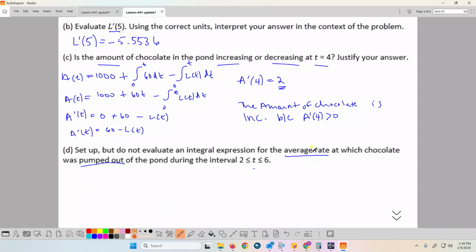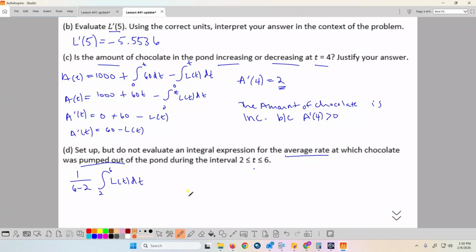So since it says average rate, that's our average rate of change. This is going to be 1 over b minus a, so I'm going to put here 6 minus 2. Then I have that integral that goes from 2 to 6. And since I'm focusing on the function of when the chocolate was being pumped out, that's our L of t function right there.